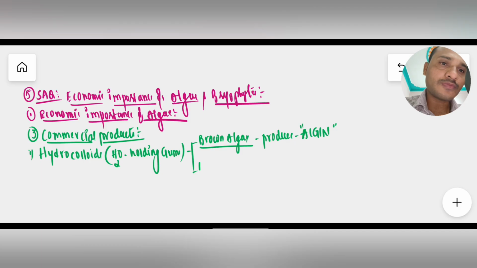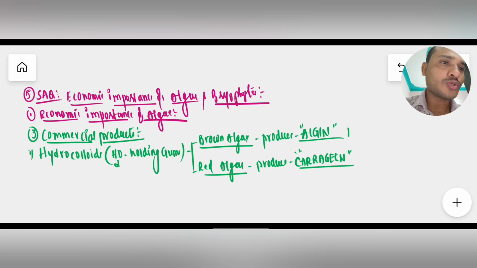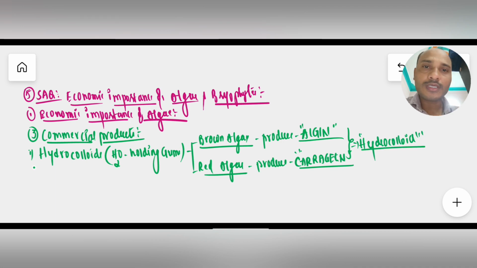And from red algae we also produce carrageenan, another hydrocolloid product. See, this algin and carrageenan are both used as hydrocolloid products. Very important. And there are some algae from which we can obtain agar.